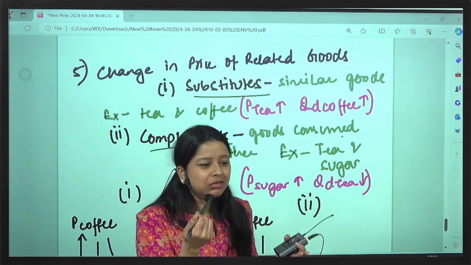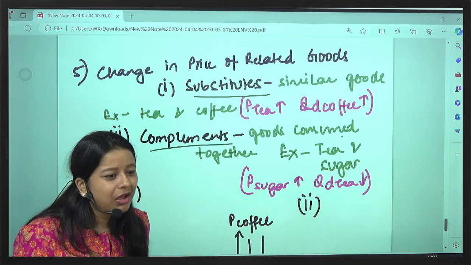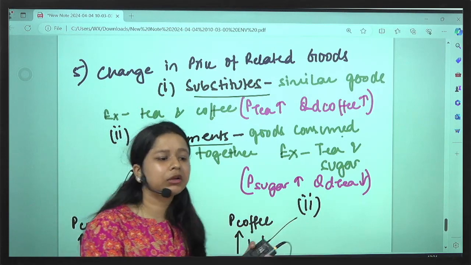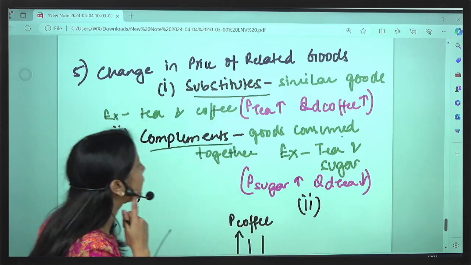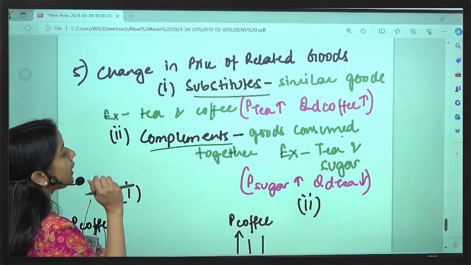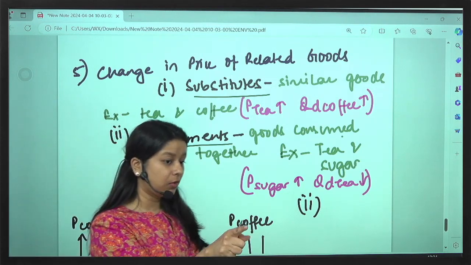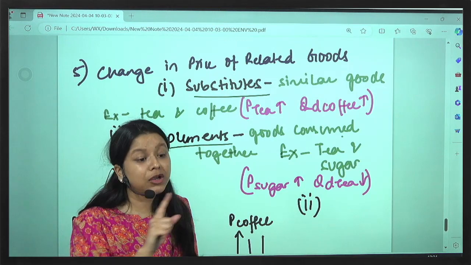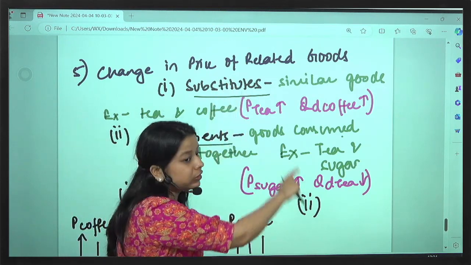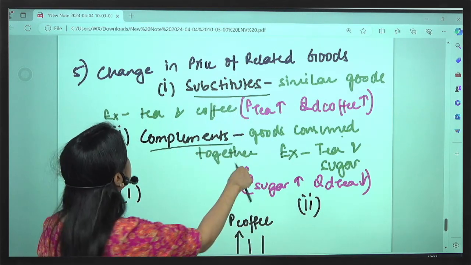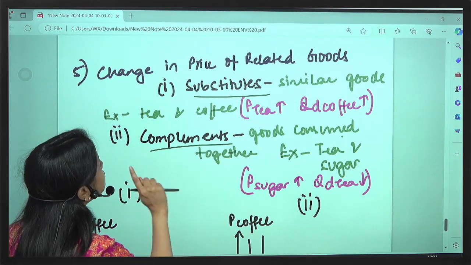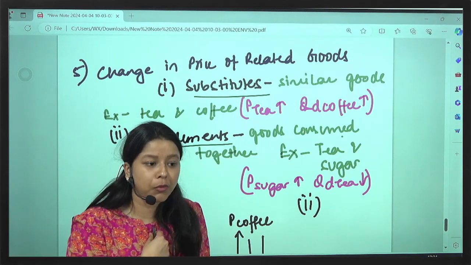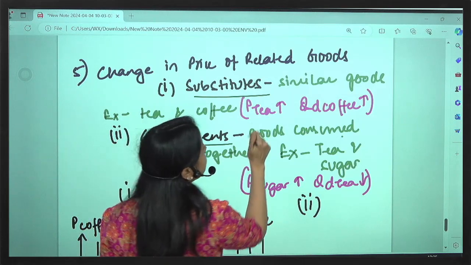Pen, pencil, right? So these are different, similar goods. Now, I always say one thing: the price of own good. We are not changing the price of own good in any of the factors that we discussed above. Here also, I am not changing the price of my own commodity. I am changing the price of the other good.